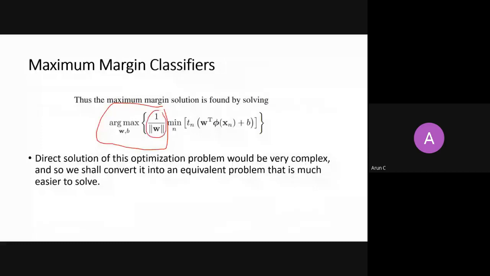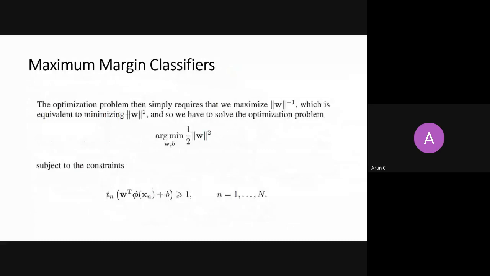So rather than maximizing 1 by W, we can minimize this term. We can minimize W only, and rather than minimizing W, we can minimize W square as well. Multiplying by half doesn't affect anything. The only thing is that we need to satisfy these constraints. It means the scaled perpendicular distance from the hyperplane should always be greater than or equal to 1, because we have intentionally made the closest point always equal to 1. Therefore, the farthest point will always be greater than or equal to 1.